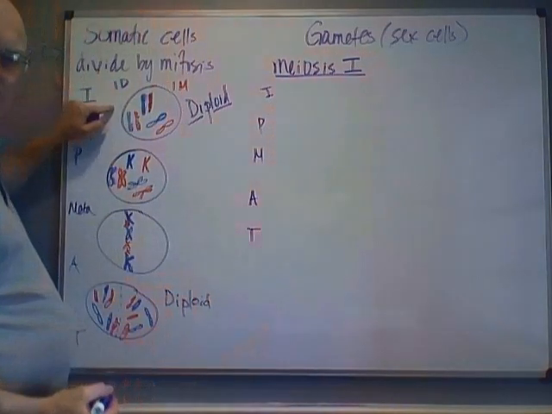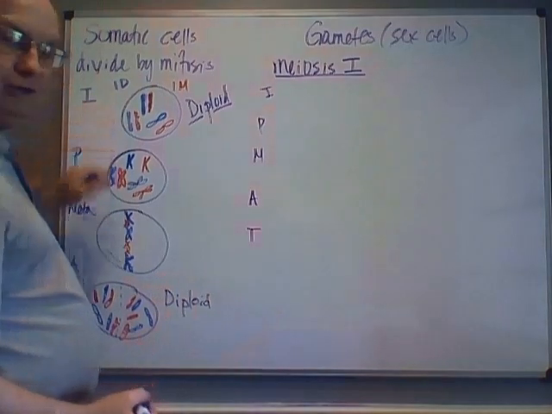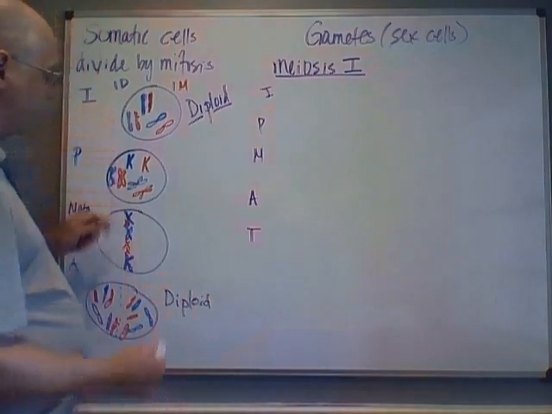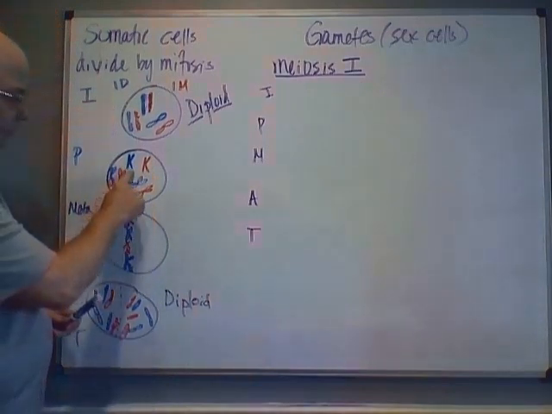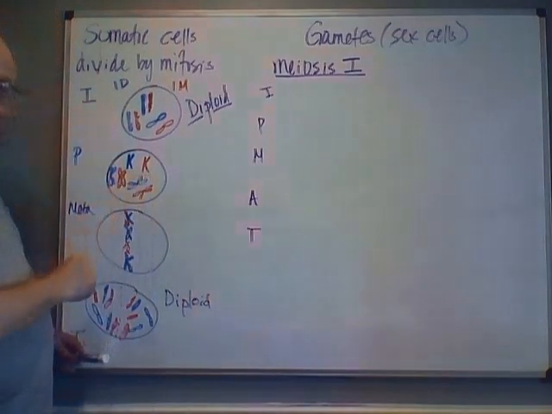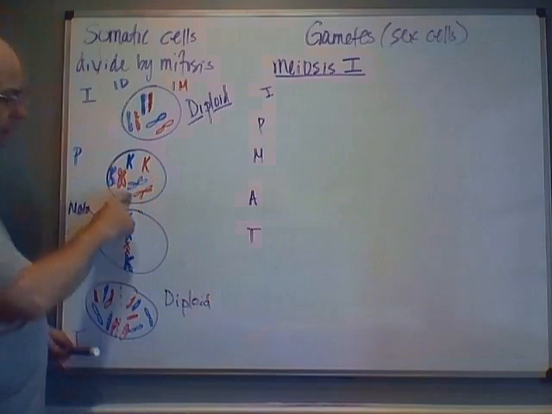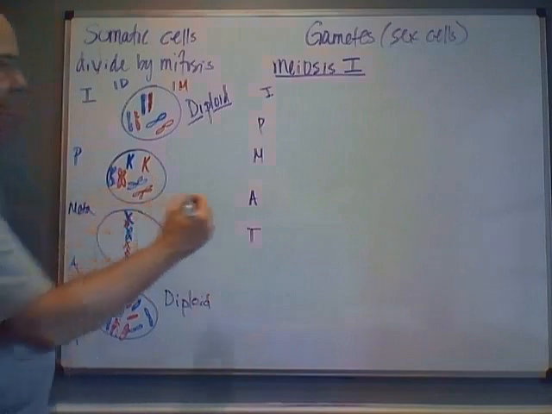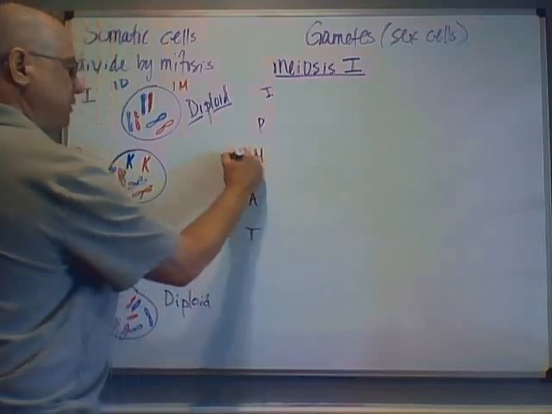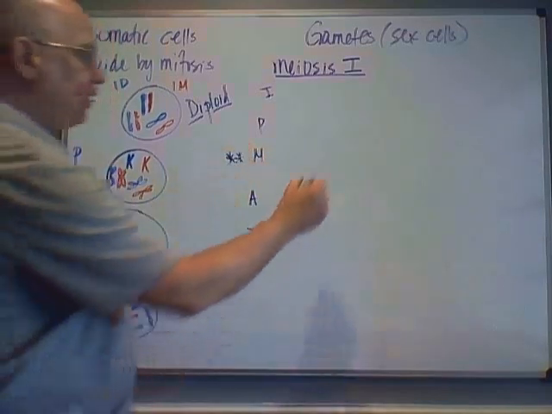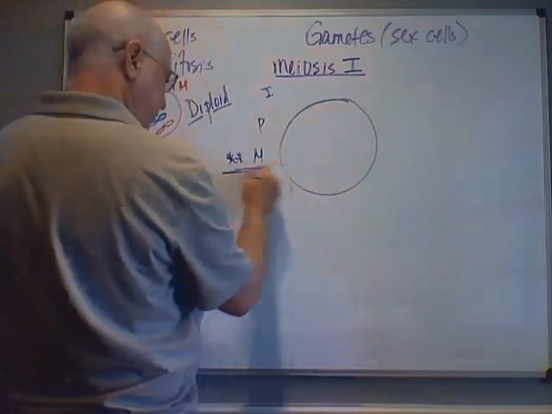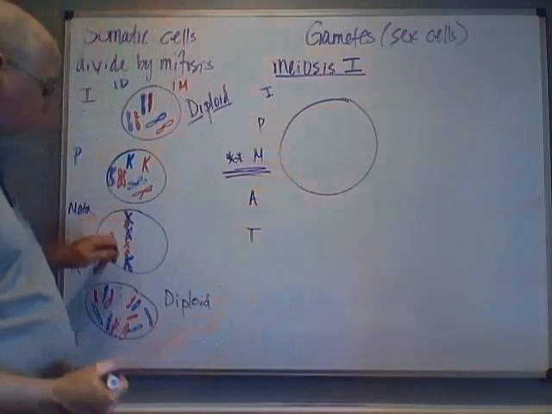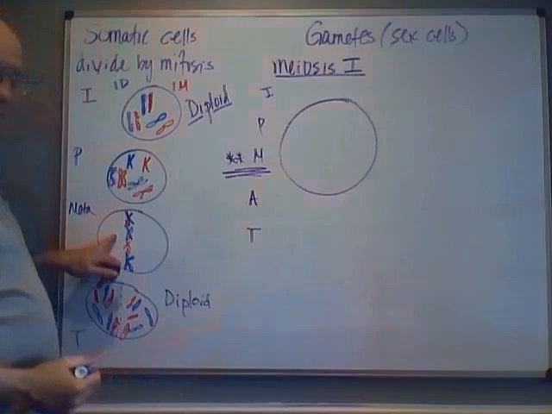Interphase would look very similar. Prophase would also look similar in the sense that I have all my chromosomes. I've got chromosome number 1 from dad, chromosome number 1 from mom. 2 from dad, 2 from mom, 3 from dad, 3 from mom. When we get to metaphase, something different happens. If I were to draw the cells in meiosis 1 in metaphase, the way the chromosomes line up is not the same as it is in mitosis.